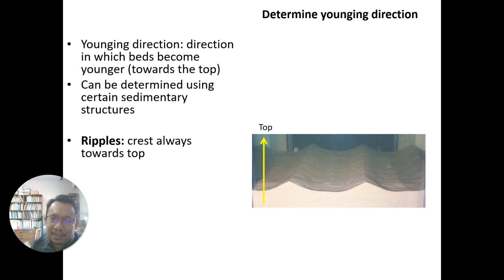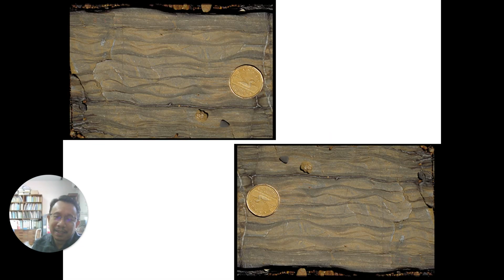For example, ripples. When ripples form, the crest will always point upwards. You don't have crests pointing downwards. So, you can use them as younging direction indicators. Example here, I have an outcrop. One is overturned, one is not. So, which one is still in original position? This one is still in original position because the crest is pointing upwards.